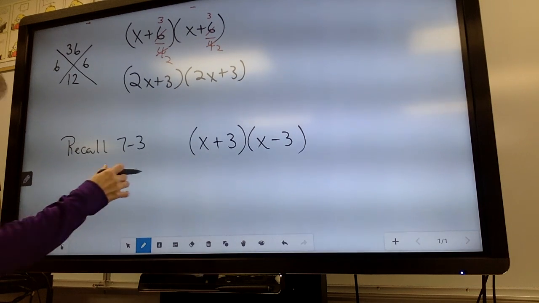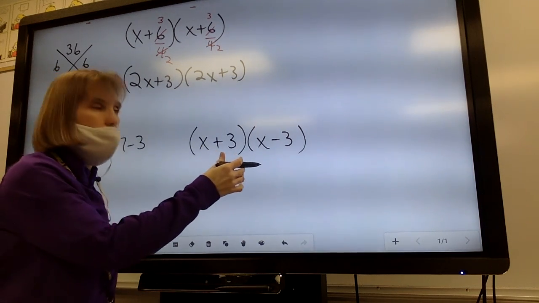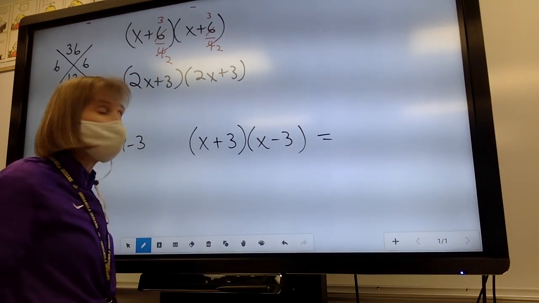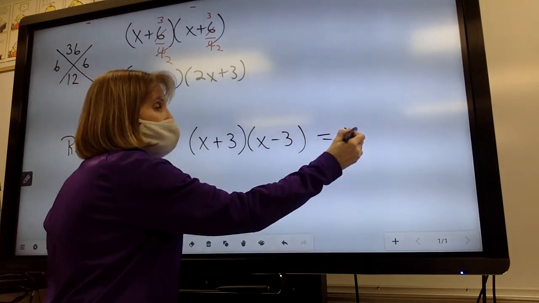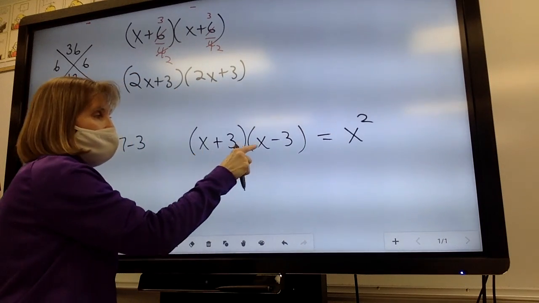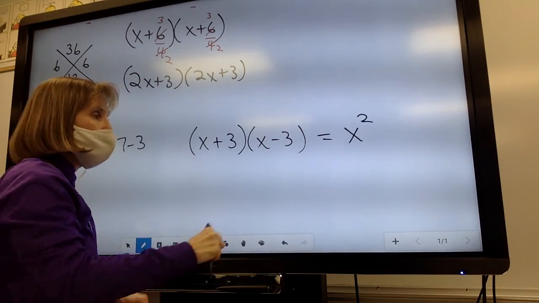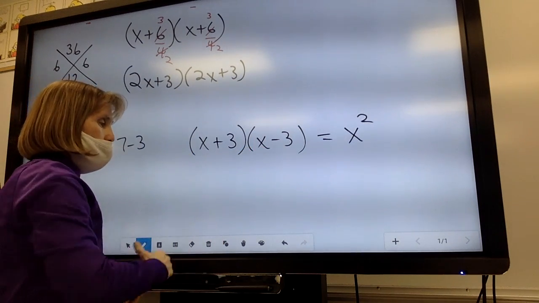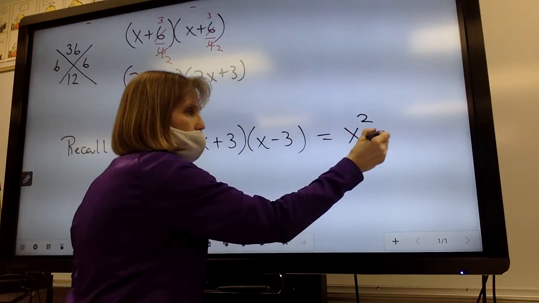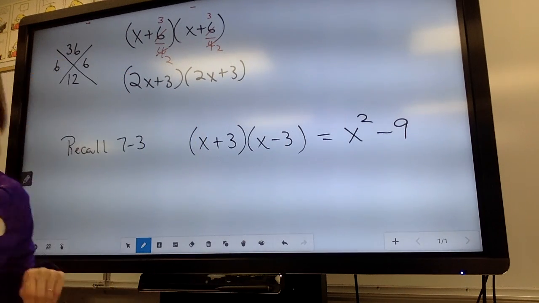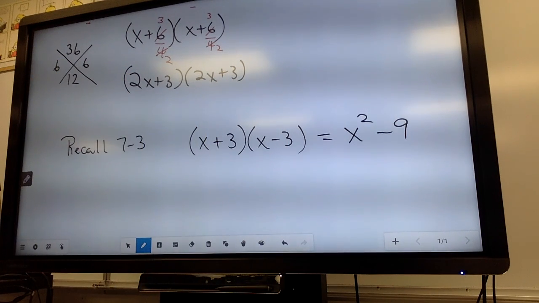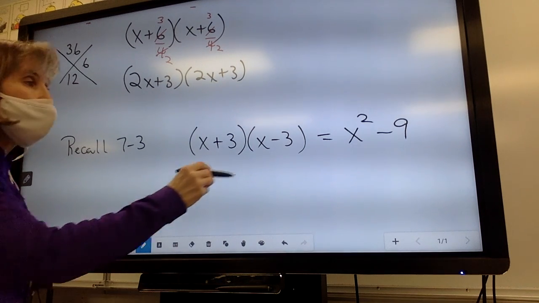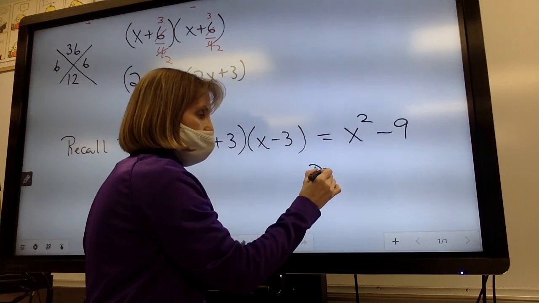What did we get when we FOILed this? We got a binomial, that's right. What was the first term in the binomial? It would be x squared. First term times first term still produces the x squared. But now the outside and the inside pieces cancel out. And the last term times the last term was always negative 9. In this case, negative 9. X squared minus 9. We called this a difference of squares.